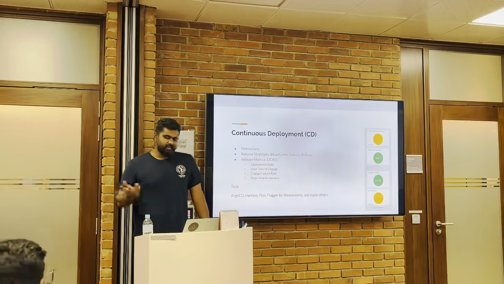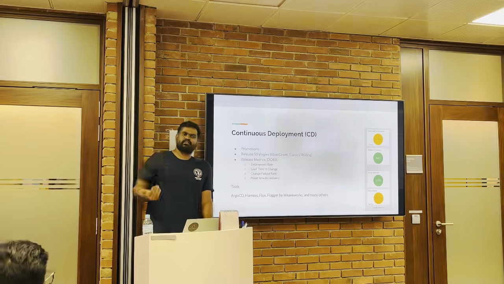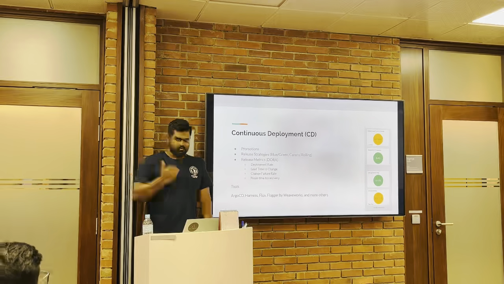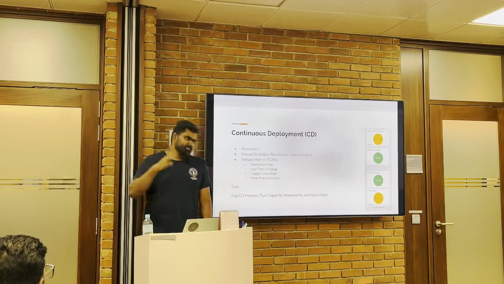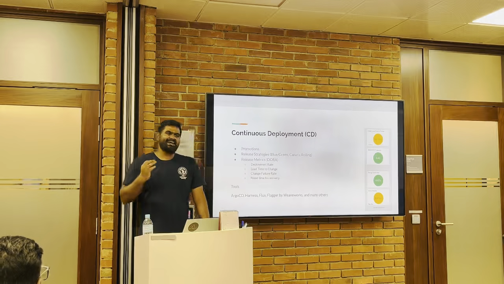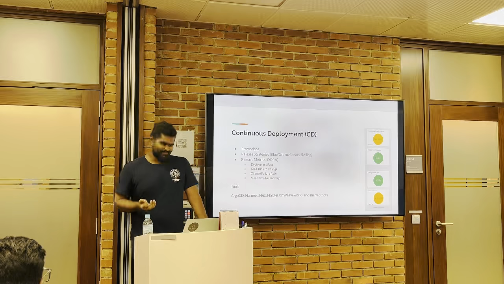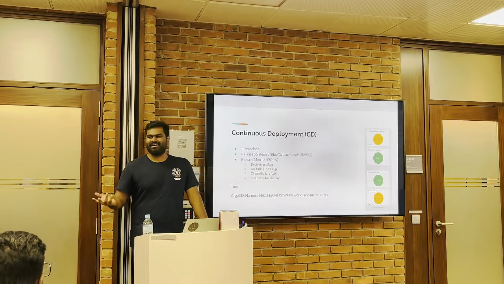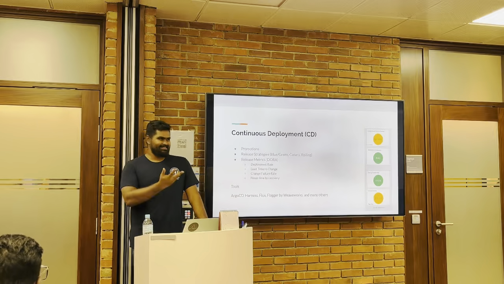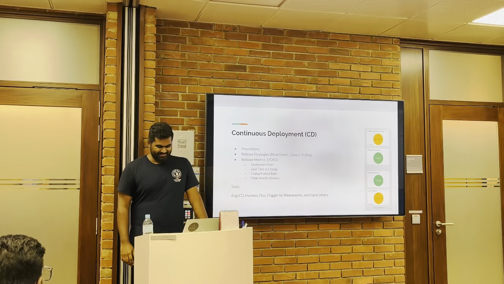So blue green, Canary, rolling, these are the release strategies you would use when you deploy to promotions. Although in the next slides they look nice, to implement them there are a few things you have to do. For example, in Kubernetes, rolling update comes out of the box. If I had to do a Canary release or a blue green, that's not quite easy, right? It's hard, right? So yeah.